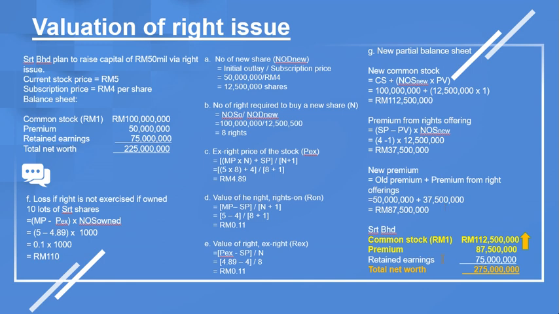Okay, so as a conclusion, this is the new balance sheet for SRT Berhad. You can see that common stock increased from 100 million to 112.5 million. Okay, and the premium increased as well from 50 million to 57.5 million, and retained earnings remain the same. And ultimately, this rights issue will cause an increase in the total net worth.